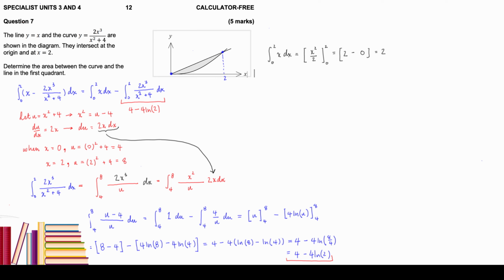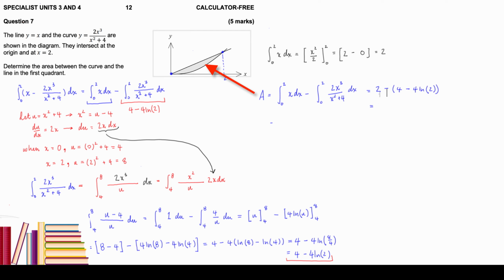Great. So finally, guys, we have the integral of this one now. Just for the sake of clarity, let's write down the full solution. So the area entrapped between the curves is going to be equal to the integral from 0 to 2 of x dx minus the integral from 0 to 2 of 2x cubed on x squared plus 4 dx, which we found was equal to 2 minus this value here.